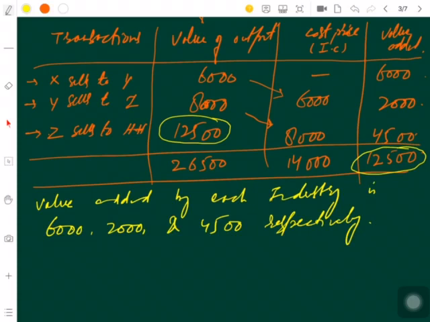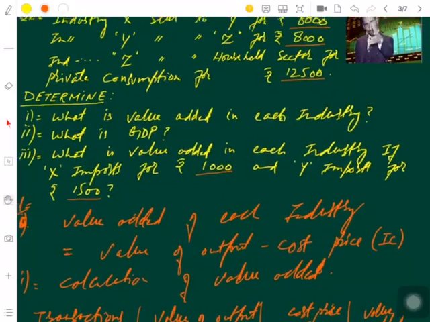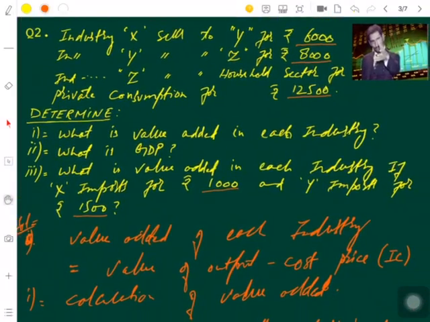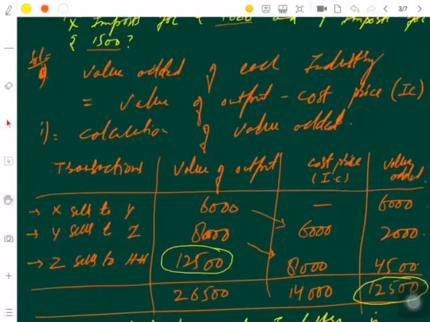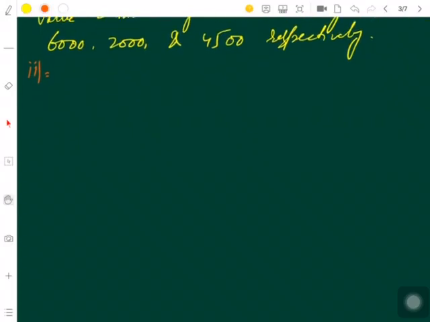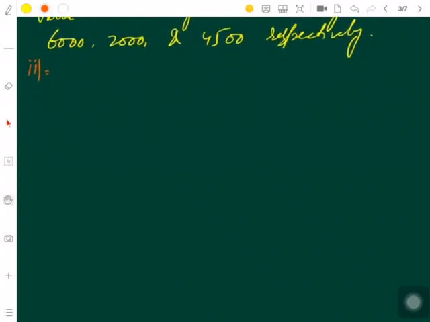So dear students, this is the first part we are done with. Now let us proceed with the second part of the question. What does it say? What is the value added by each firm? What is GDP? Now let us look into the GDP, keeping in view the above information given.